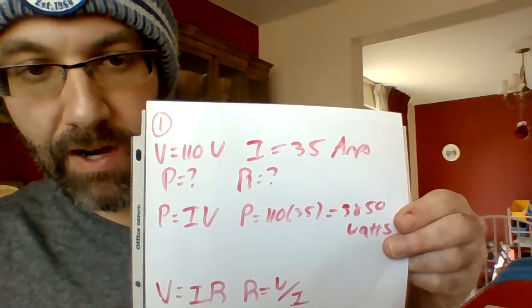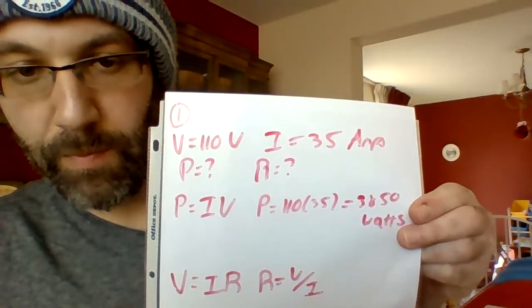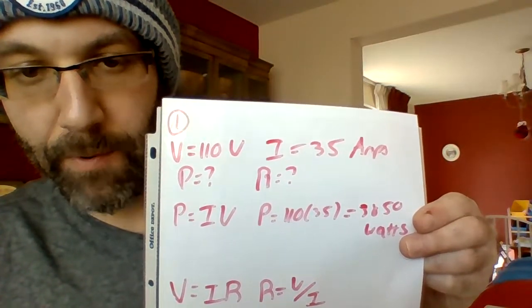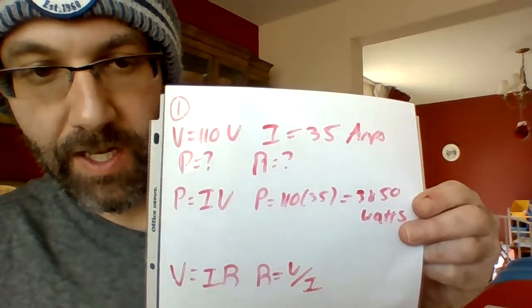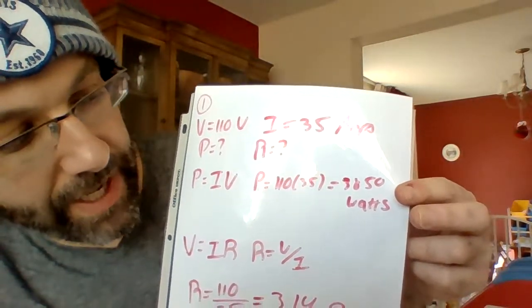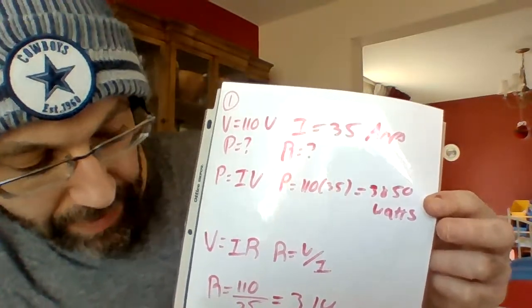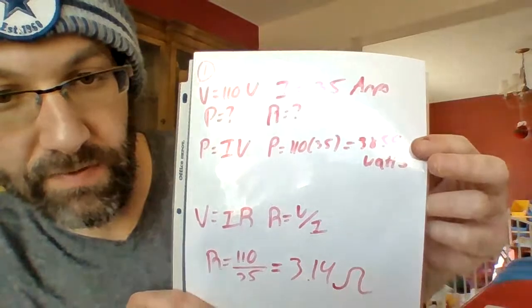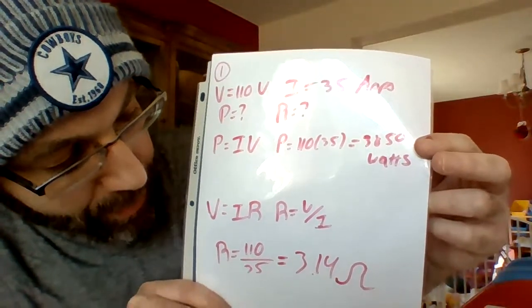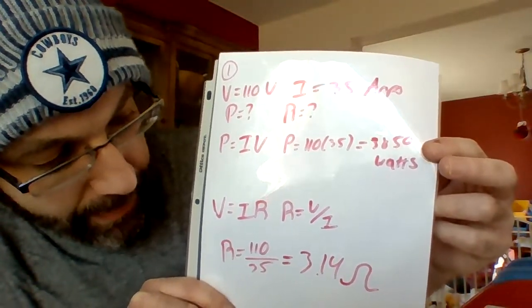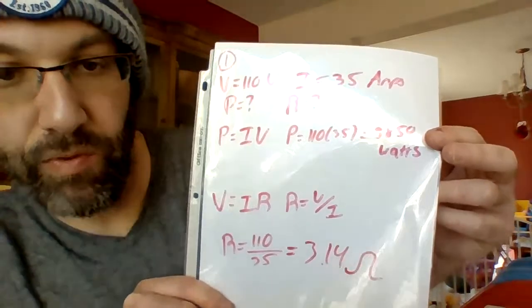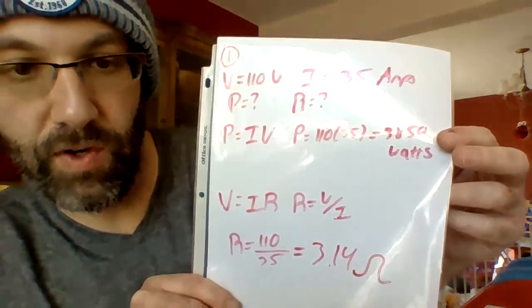V equals 110. Our current is 35 amps. We're looking for power and resistance. To find power, we can use P equals I times V. So we end up with a power rating of 3,850 watts. Multiply the two together, I and V. And then to find resistance, we can use V equals IR, rearrange it, get R by itself. So that'd be R equals V over I, and that gets you 3.14 ohms for question one.